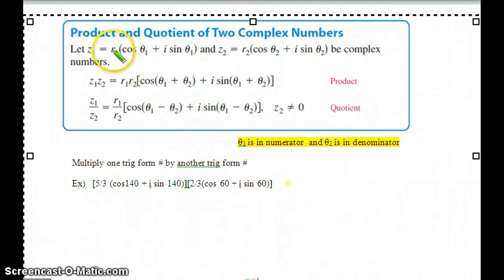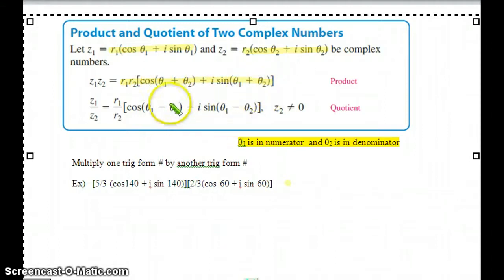So if you have a complex number that is in trigonometric form, and another complex number that is in trigonometric form, and let's say we call them z1 and z2, here's the formula that you would use. Again, you just ignore the z1 and the z2 portion of it, and you use this formula. You take the two r values, multiply them together, take the two thetas and add those together, and then you take the cosine of whatever that angle would be.